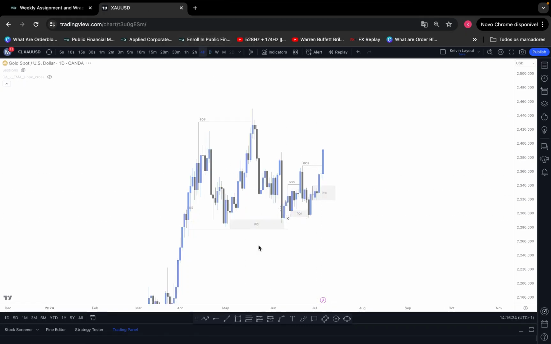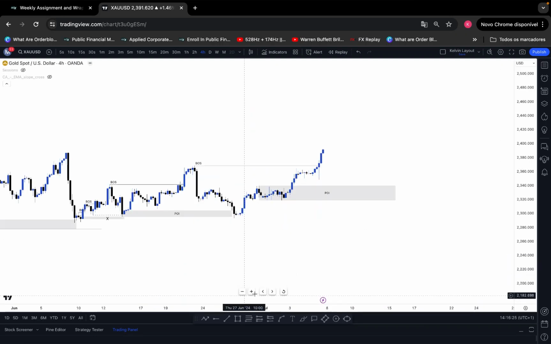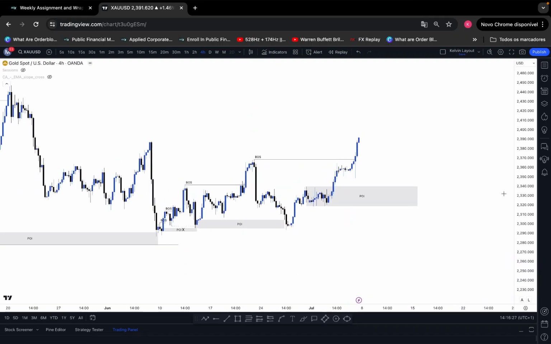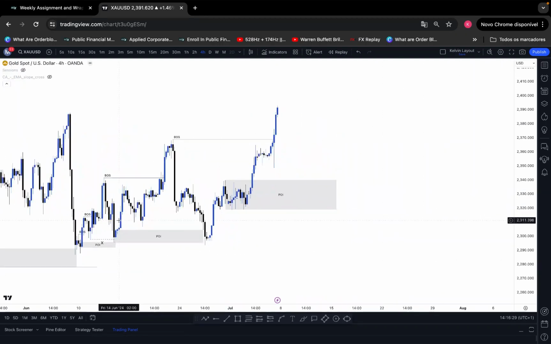Now, if we come, for example, to the 4 hour time frame, we can see that within that daily range, we have this 4 hour bearish order flow. We had a break, mitigation, second break, mitigation, third break of structure, but this is all internal price action. Now, gold is just pushing up. I believe eventually we may start to have some sort of pullback towards this zone, and then we have the continuation to the upside.